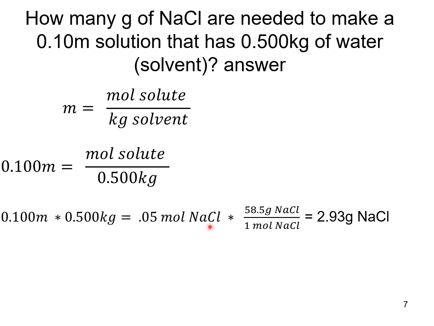Since we have the moles, we can use the grams over the moles, the moles cross out, and that leaves us with grams of NaCl. So if you wanted to make this very, very specific 0.1 molal solution, we would take 2.93 grams of NaCl and add it exactly to 500 grams of water.